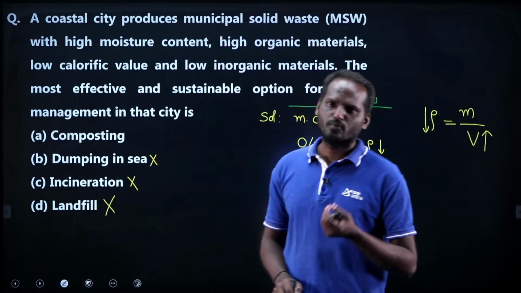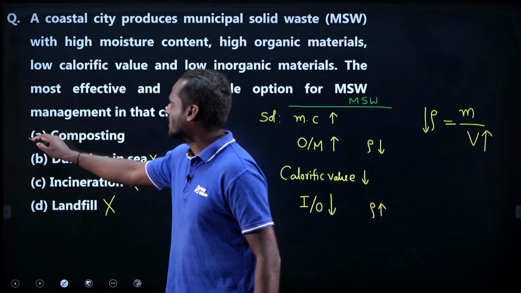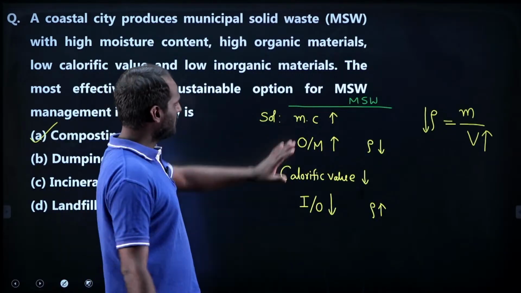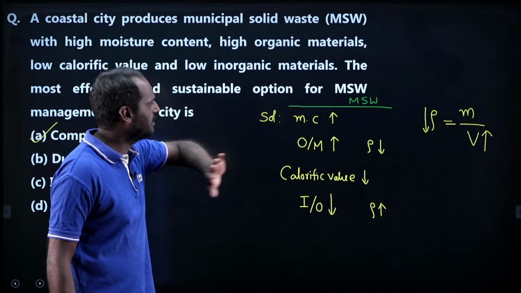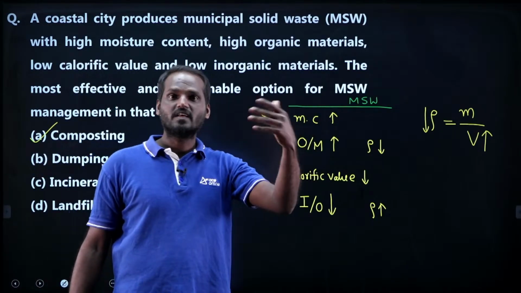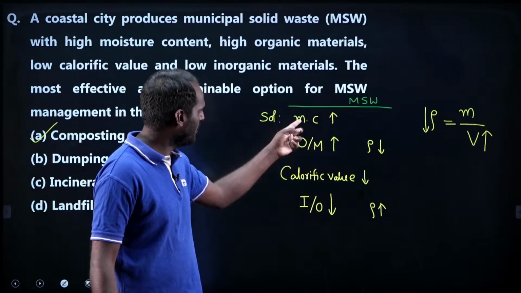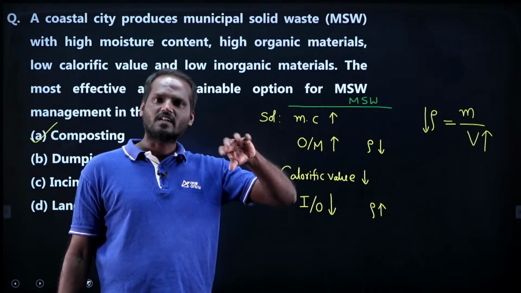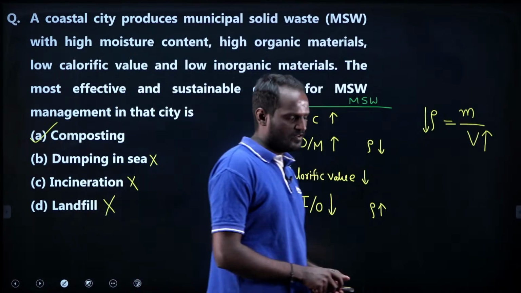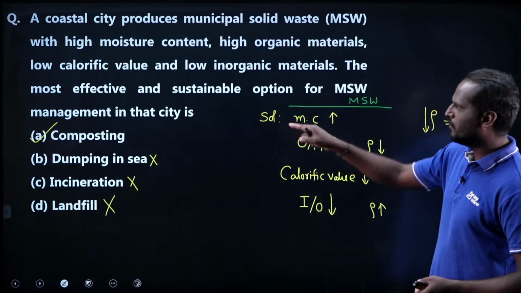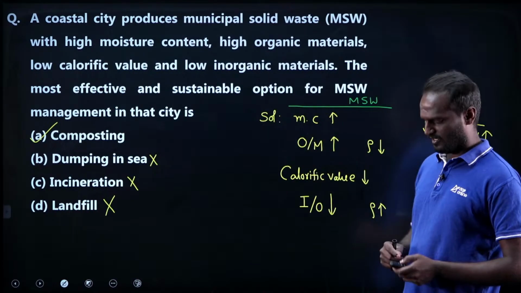Only one is left: composting. Composting is the correct answer. Whenever the MSW has more moisture and more organic material, organic being biodegradable in nature, and having high moisture also, we can convert that into useful manure for fertilizer applications. Therefore, composting is the correct option, very easy.